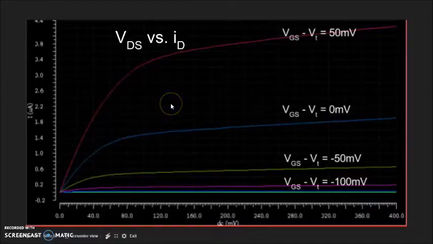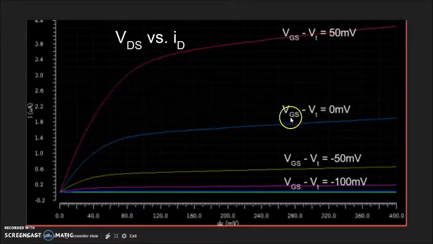So here we have our familiar looking curves. The topmost curve shows VGS equal to VT plus 50 millivolts, so it's greater than VT. That means we are leaving the weak inversion region, approaching the strong inversion region.